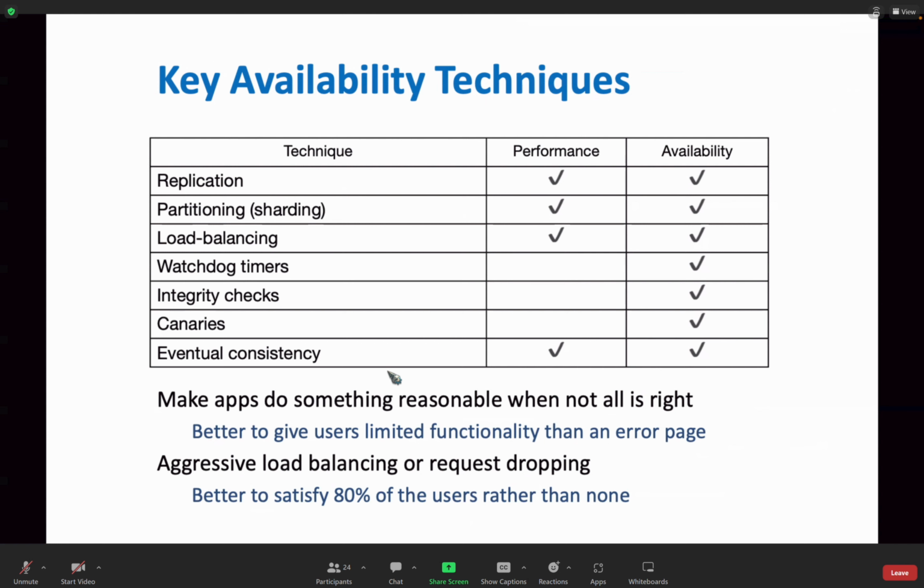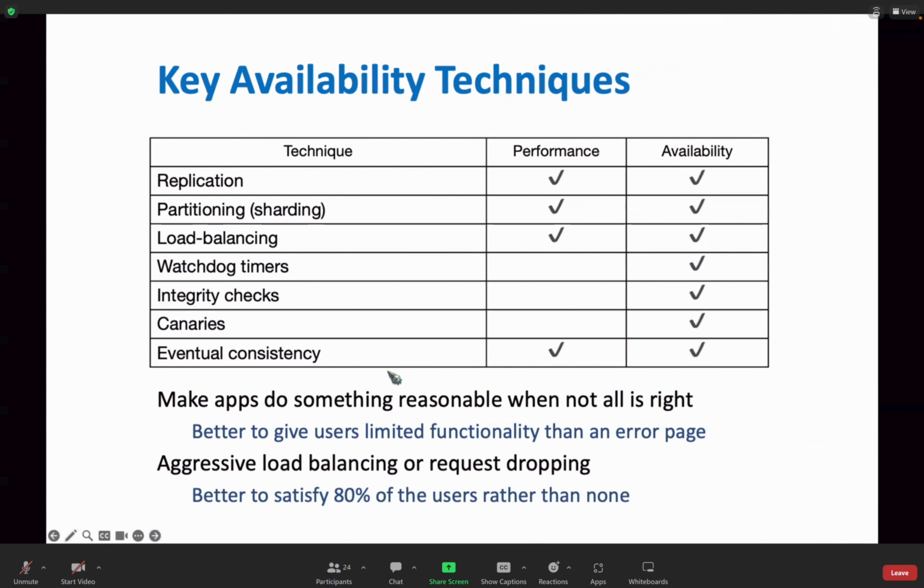And the watchdog timers, when something fails, it's a way to go back to the last working version. Also the checkpoint is something similar. Integrity check is not necessarily for performance, but even if the content is stored, if it has an error, it can still be read properly. So integrity check is a part of the availability strategy as well.